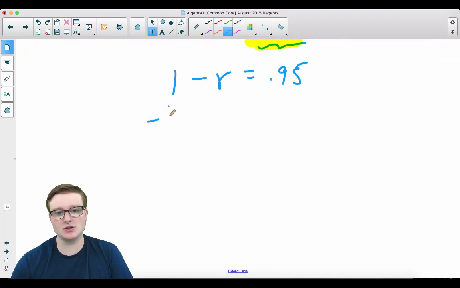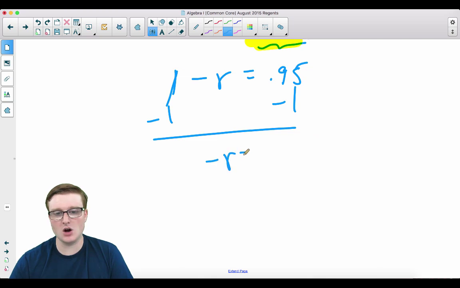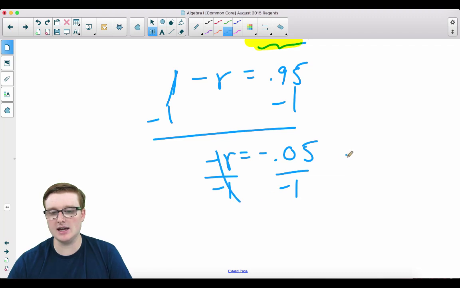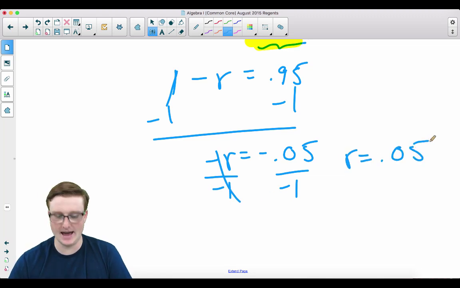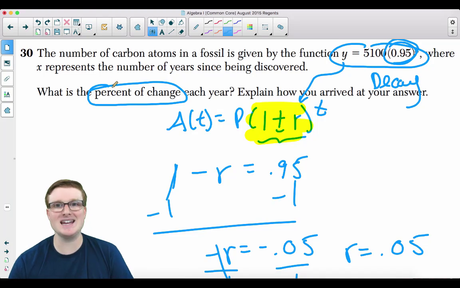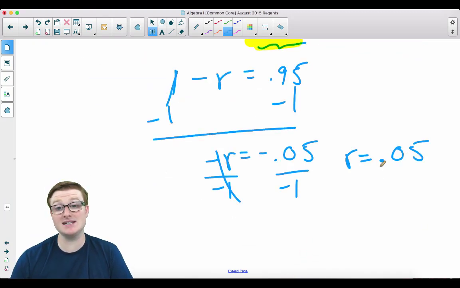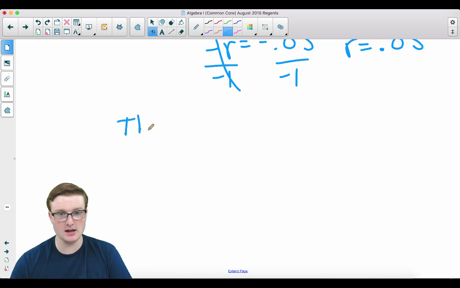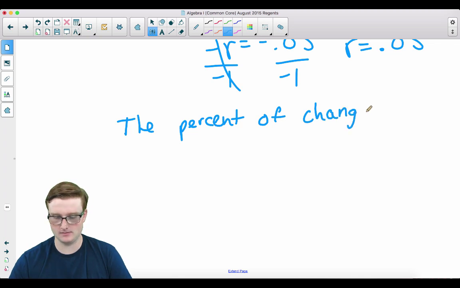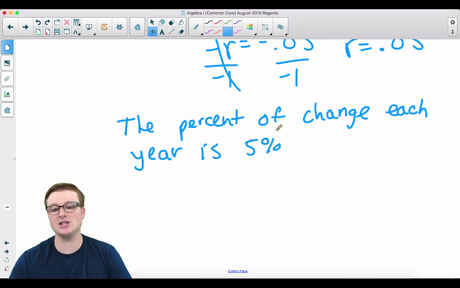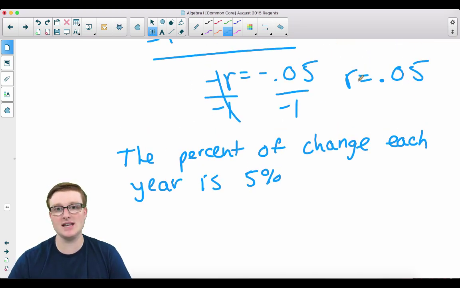Now let's just continue to solve. So minus 1 on both sides. You get negative r is equal to negative 0.05. Divide by negative 1 on both sides, and you get r is equal to 0.05. Now it's asking you the percent of change. This is a percent expressed as a decimal. So your answer is going to be the percent of change each year is 5%. You have to convert that to a percent by moving the decimal point 2 places to the right to get 5%.